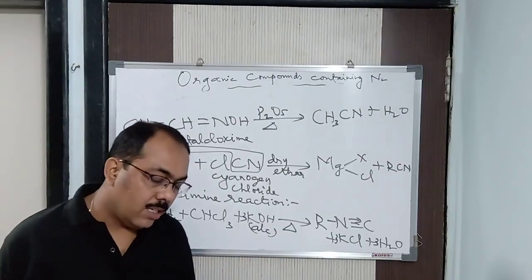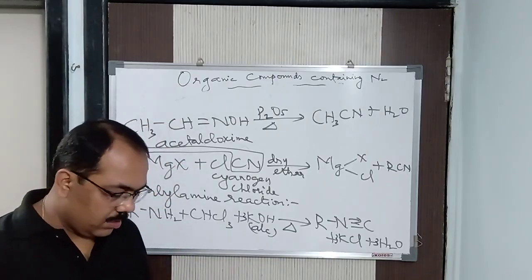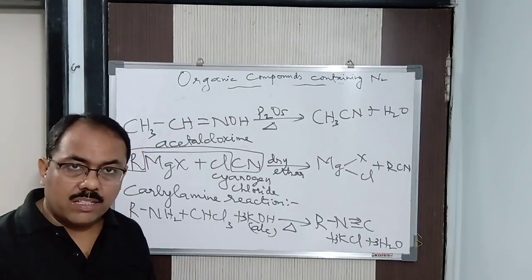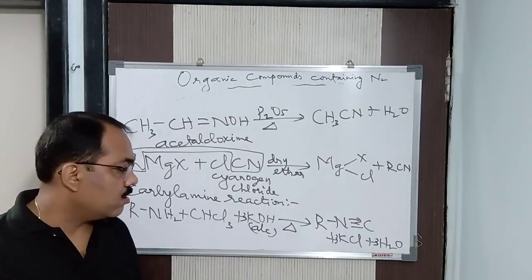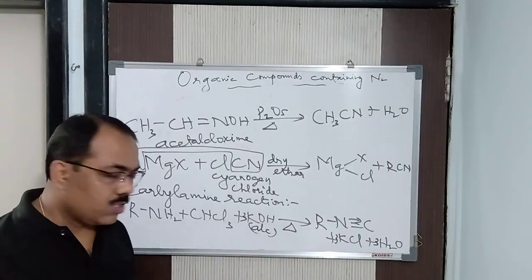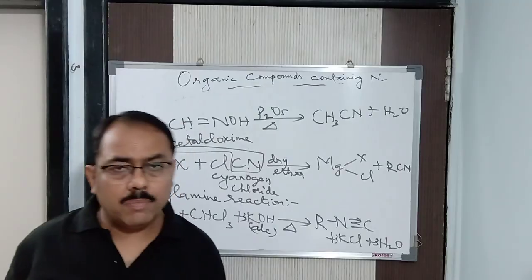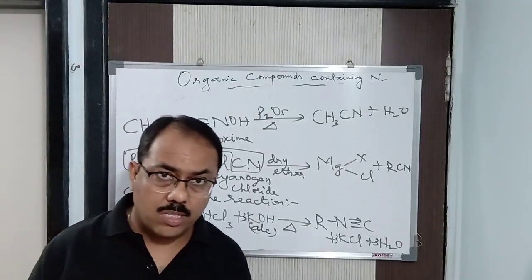Carbylamine is a highly poisonous compound, a highly poisonous gas, so to say, and it is absorbed through the skin. This particular reaction is highly poisonous, but it is a very important reaction. In this way carbylamine can be prepared. So these are the different methods of preparation of nitriles and isonitriles, so to say. Thank you.